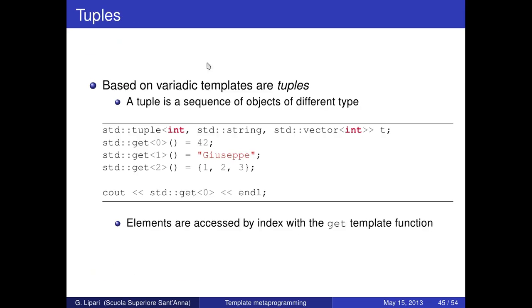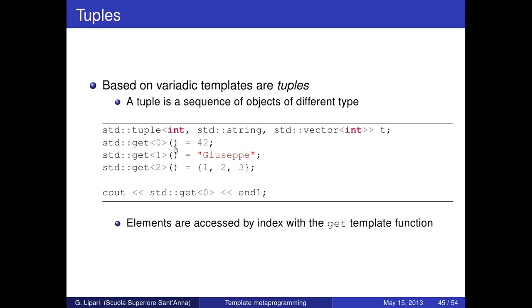Another thing based on variadic templates are tuples. A tuple is a sequence of objects of different types. For example, you can define a tuple to be a sequence of integer, string, and a vector of integers. And you call this object t. So this is a strange object which has three fields. The first one is an integer, the second one is a string, and the third one is a vector of integer. And you can access elements by using this function.